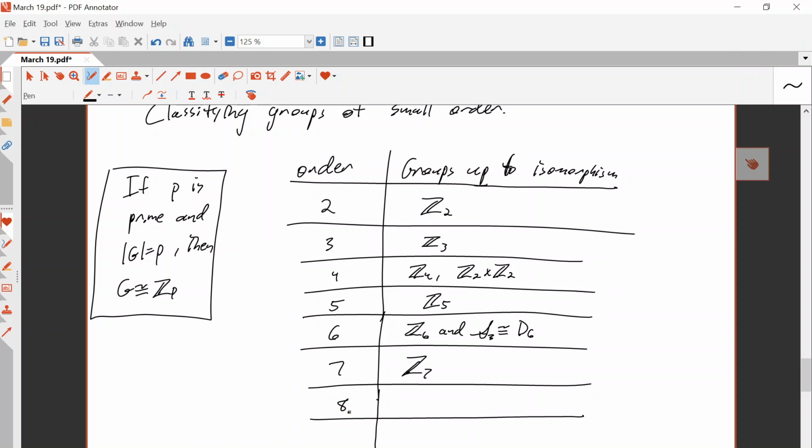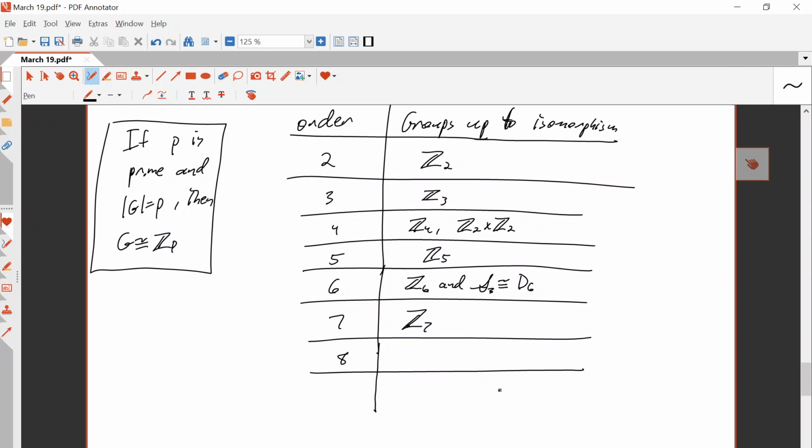Order 8, well, we haven't talked about that yet, but there's 5, 3 abelian, 2 non-abelian. The 2 non-abelian were the symmetries of the square and the quaternion group. We didn't actually prove this one yet, but we've been using that fact; we've mentioned it several times. And then 9, that's p squared, 3 squared. Here there's only going to be Z9 and Z3 cross Z3.